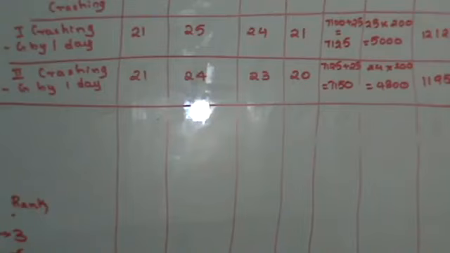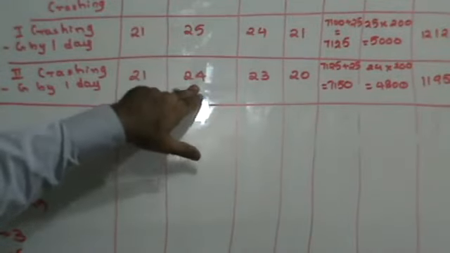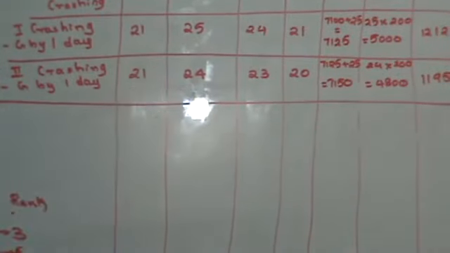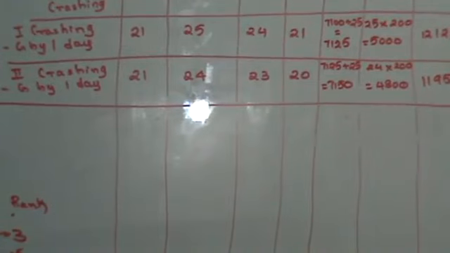How did I get 24? This is my critical path. Whatever is the time duration of the critical path, I will multiply it by my indirect cost. Right? Do we get this thing clear?